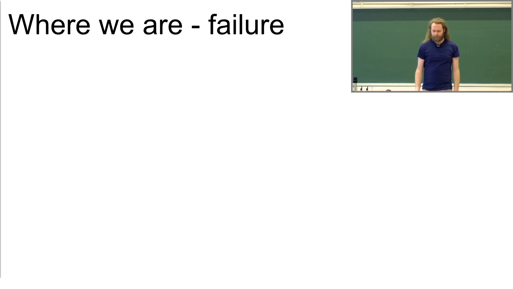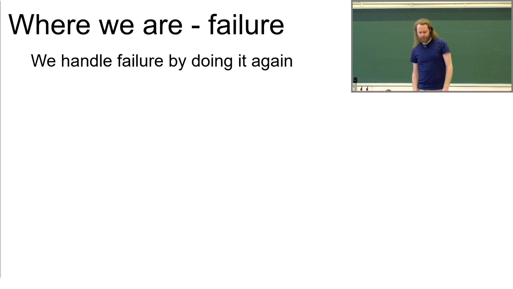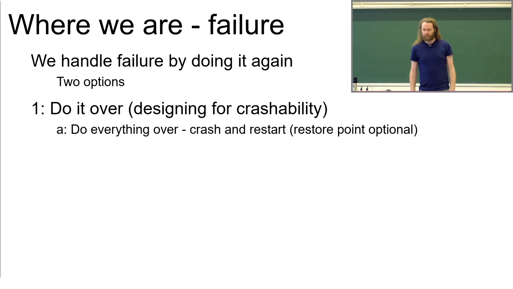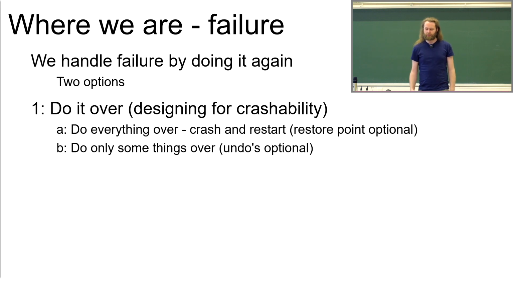So, first, let's go through where we are, just so we get the lay of the land, see where this fits in with the previous contents in the course, and also future content. So we've been through making robust software, and the only way to get robustness is if it can't fail, so we need to do it again. And we have 2 solutions to doing it again. And I saw some confusion about this, so let's just get this one straight. There are 2 options. One is to do it over, which is the designing for crashability perspective. So we can either do everything over, or we can do only some things over.